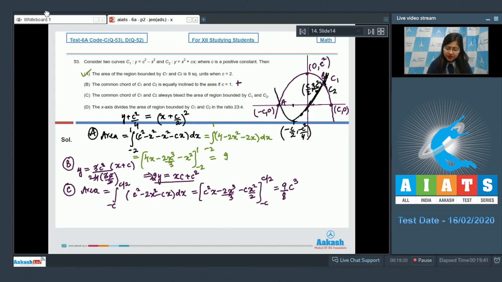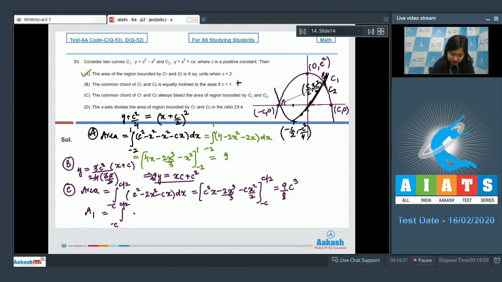Now let's find the area that is bounded by this common chord AB and the curve C1. So let us say that area is A1. So that is equal to integral from minus c to c by 2.